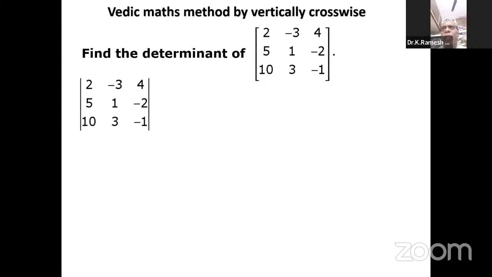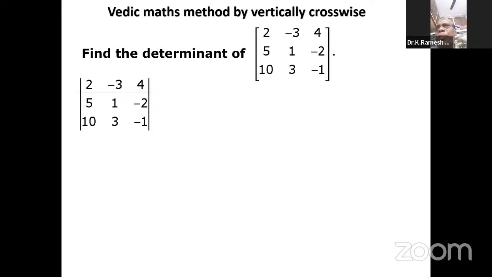Now you can find the determinant of a 3 by 3 matrix by using the Vedic method. In the Vedic method, we separate one column from the other two columns. Here, I am separating the first row from the other two rows of elements. You can separate either a row or a column. And here also you can find the determinant.